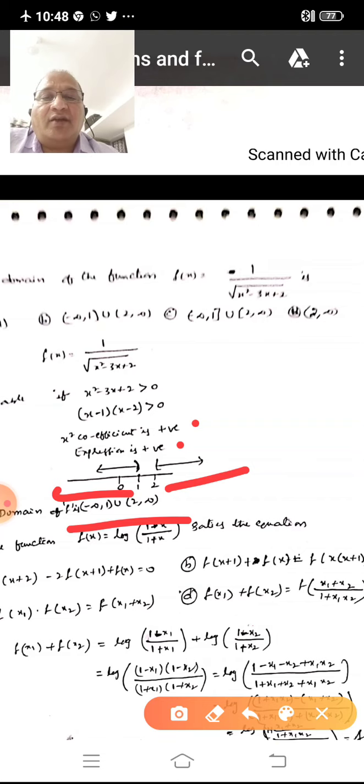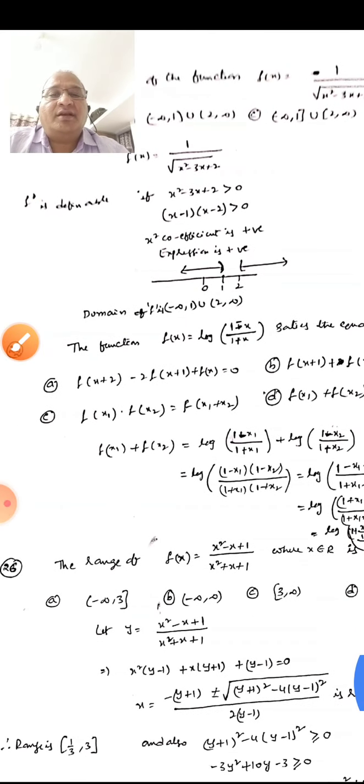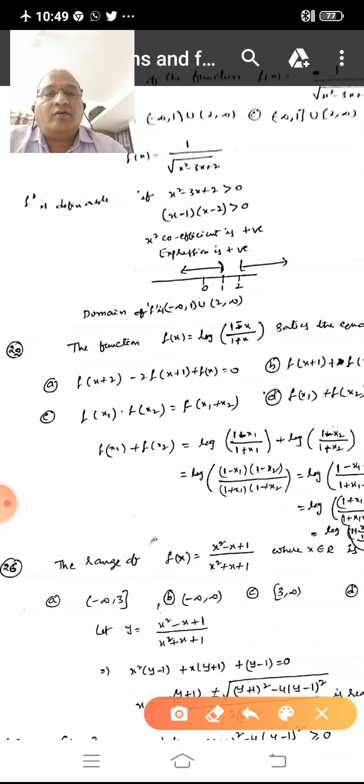Observe here I took an open bracket. This is very important while writing domain and range. Next, come to the next problem. The function f of x is equal to log of (1 minus x) by (1 plus x), or (1 plus x) by (1 minus x), it doesn't matter. It satisfies the equation.